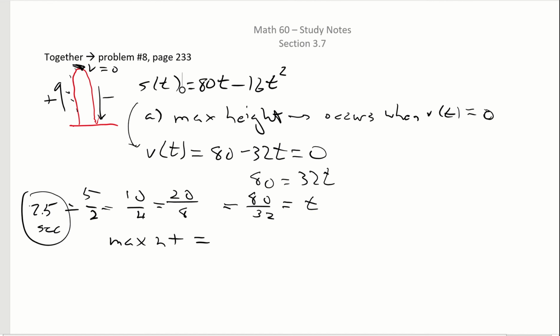Do I plug 2.5 into the velocity again? Nope, I don't, because if I plugged it in there, I just get 0, because that's where the velocity is equal to 0. We need to be plugging it into the position function, 2.5.